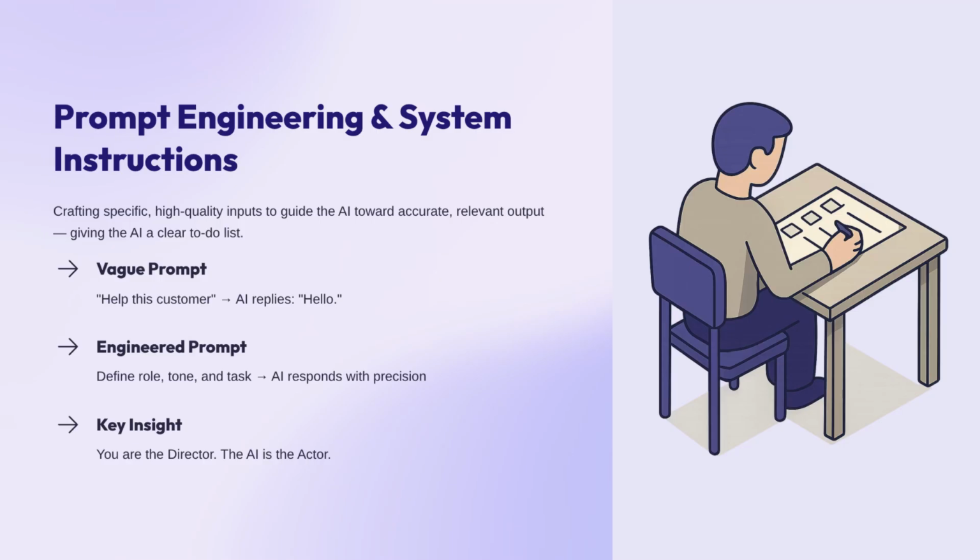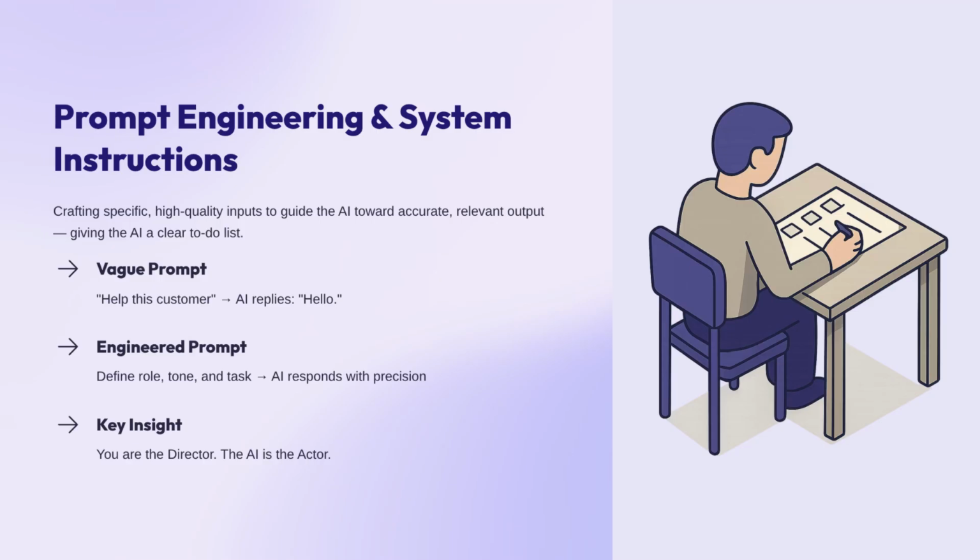Imagine a dummy example of a customer service assistant. If you just tell the AI, "Help this customer," it might just say, "Hello." But if your prompt says, "You are a helpful assistant for a shoe store, read the customer's complaint and suggest a refund or a replacement in a warm tone," the AI knows exactly how to behave.